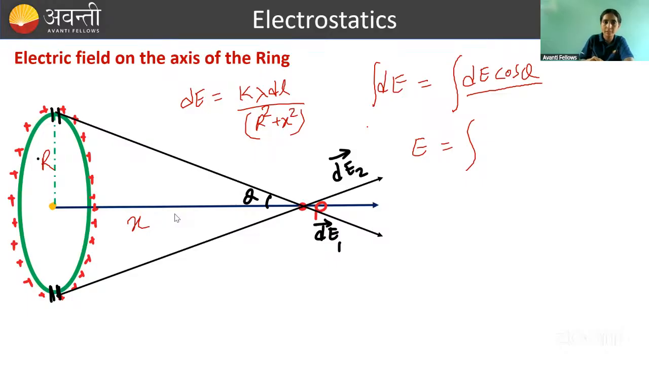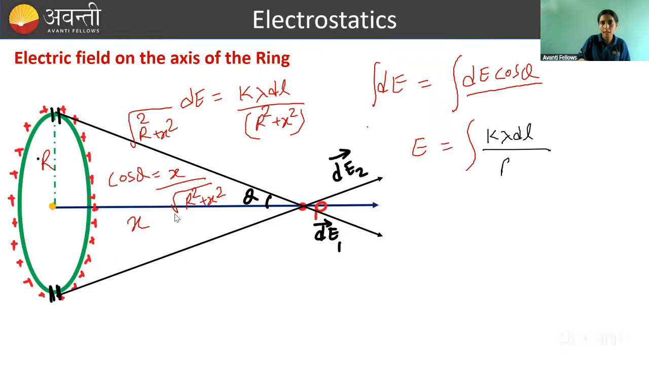What will be the value of cos theta in this triangle? If you look here, the hypotenuse is root of r square plus x square. So cos theta is how much? Cos theta is x divided by root under r square plus x square. Okay, this is your cos theta. So dE cos theta, write it completely and properly: k lambda dl by r square plus x square, times cos theta, which is x divided by r square plus x square to the power half. Okay?